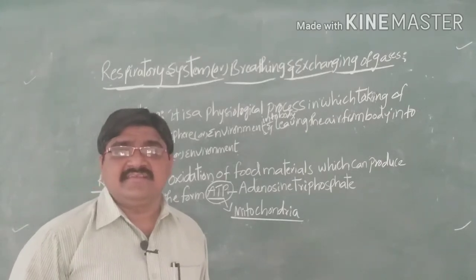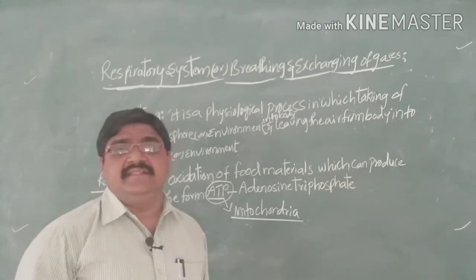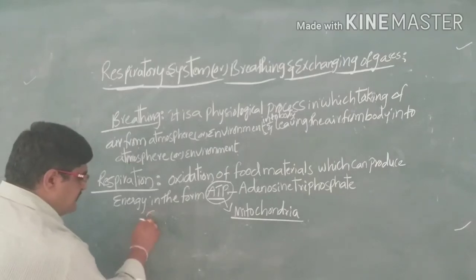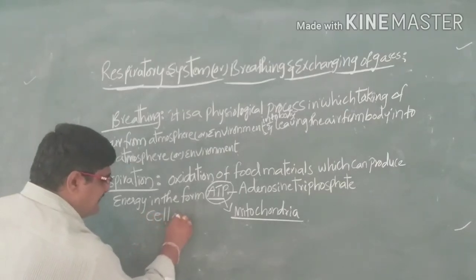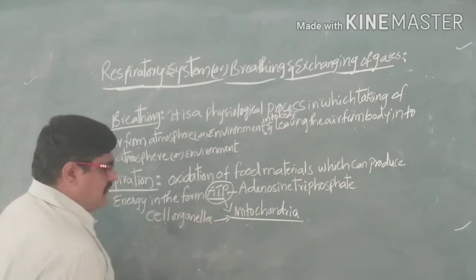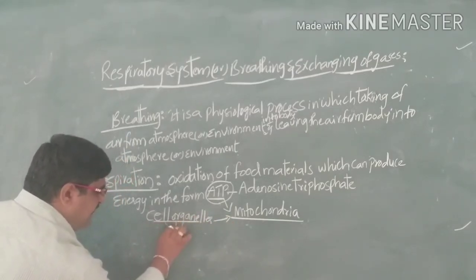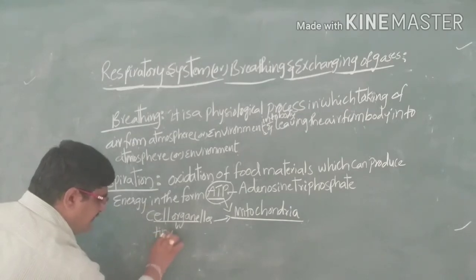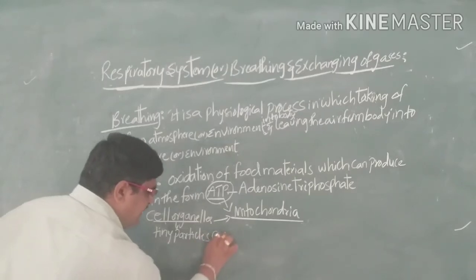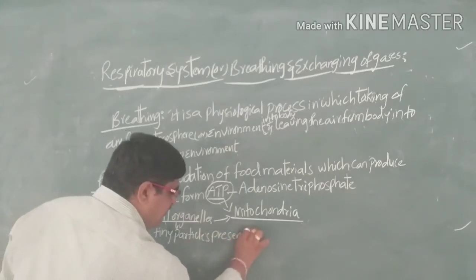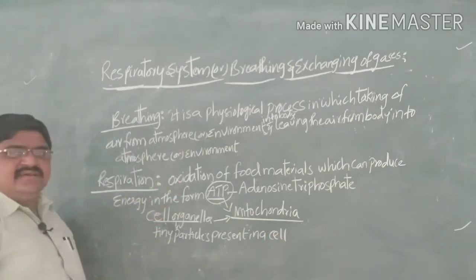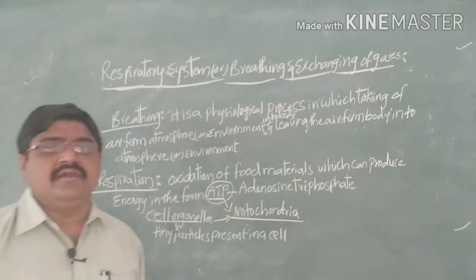So here you know, what are cell organelles? The tiny particles. These are cell organelles. So here the cell organelle is mitochondria. What does cell organelle mean? It is a tiny particle present in a cell. Then we can call them cell organelles.